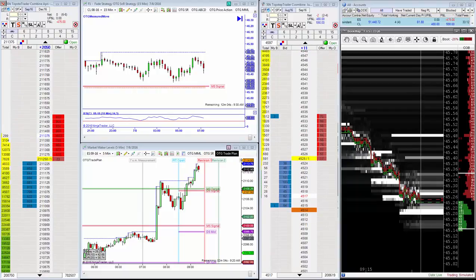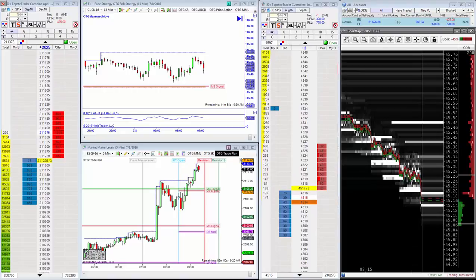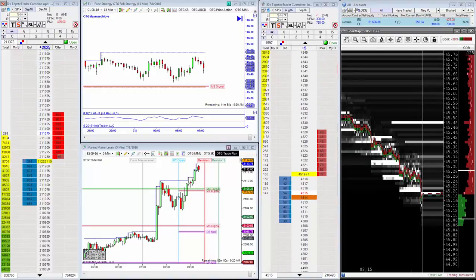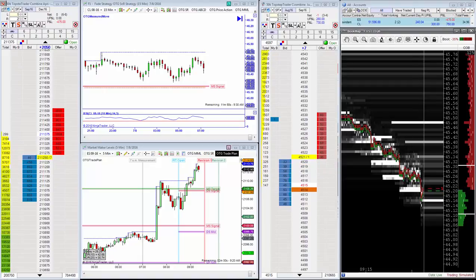$24. Let's go $23, $22. You've got liquidity at $21.20. There's your target 1. All right, bring the trail stop on this next one to 29. Trail stop to 29.